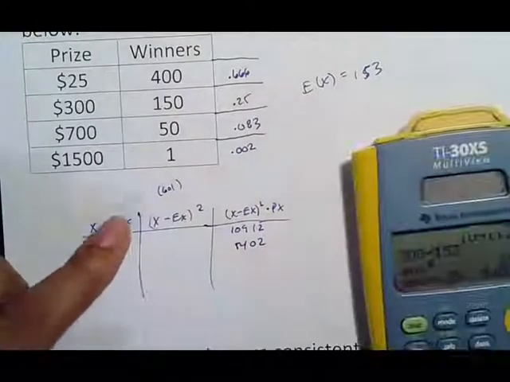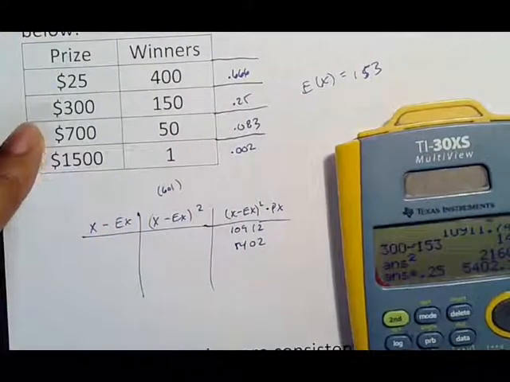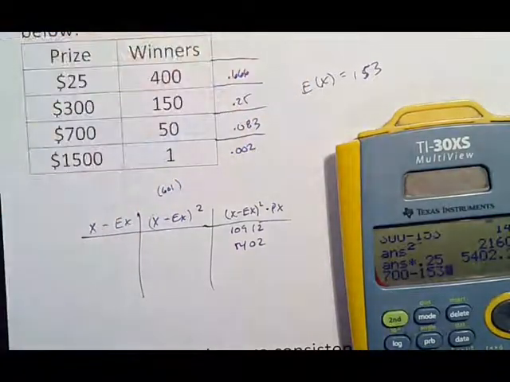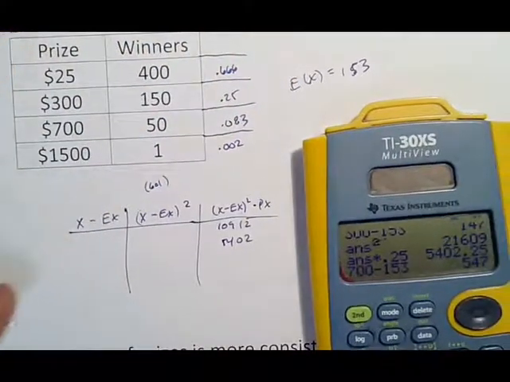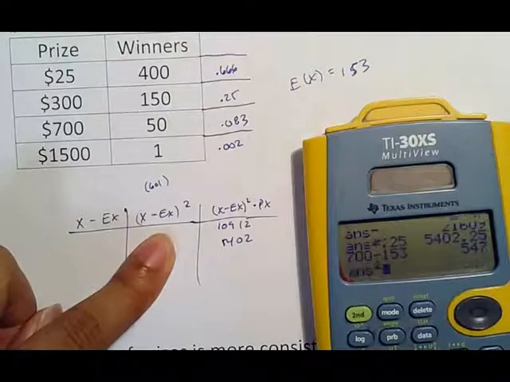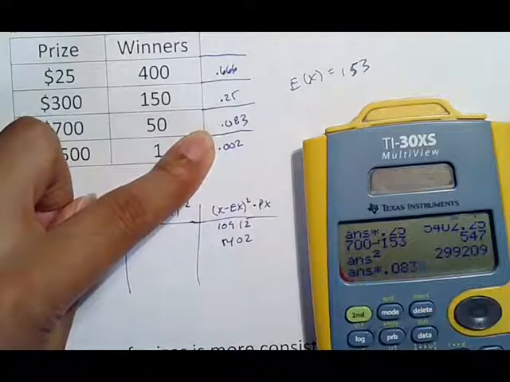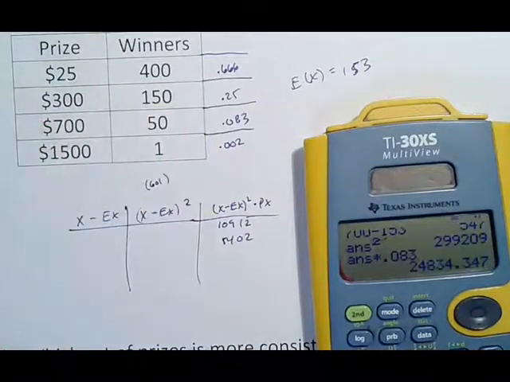And then I'm going to do 700 minus 153, my expected value, which again would go here, but I'm going to square that number first, and then I'm going to multiply that number by the probability of that number occurring, which is 24,834.